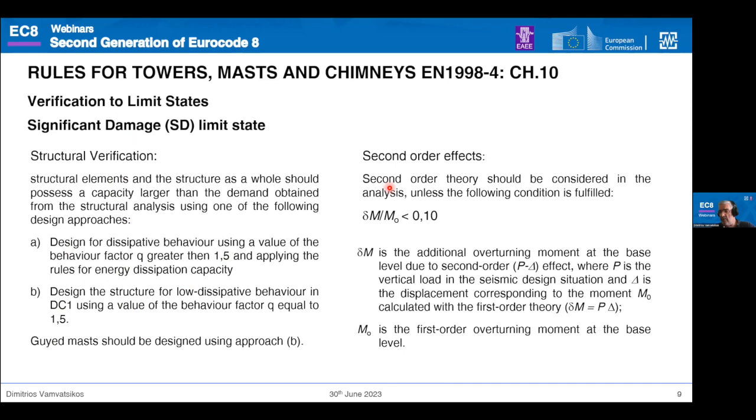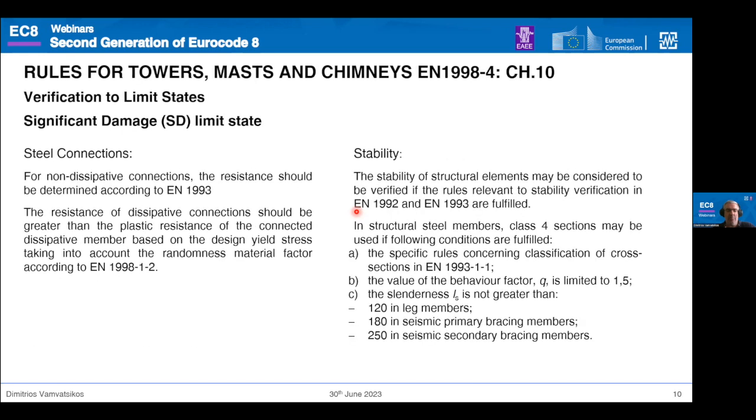Second order effects need to be applied, of course, and if you have delta stability coefficient factor, essentially added moment at the base divided by the first order overturning moment, it should be less than 0.1 to disregard P delta. If it's more than that, you should do something about it. Typical stuff, nothing new. Now, steel connections, obviously, if they are non-dissipative, use Eurocode 3.